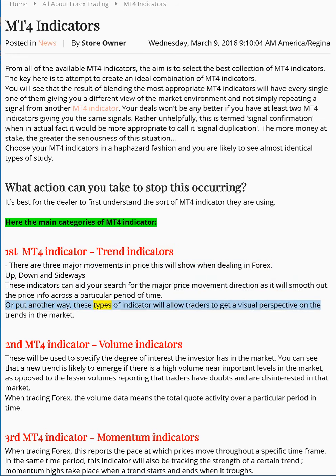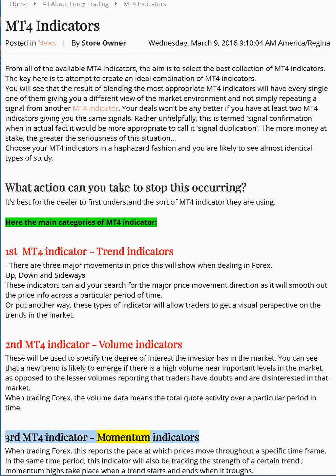Or put another way, these types of indicator will allow traders to get a visual perspective on the trends in the market. Second, MT4 indicator, volume indicators. These will be used to specify the degree of interest the investor has in the market. You can see that a new trend is likely to emerge if there is a high volume near important levels in the market, as opposed to the lesser volumes reporting that traders have doubts and are disinterested in that market. When trading Forex, the volume data means the total quote activity over a particular period in time.